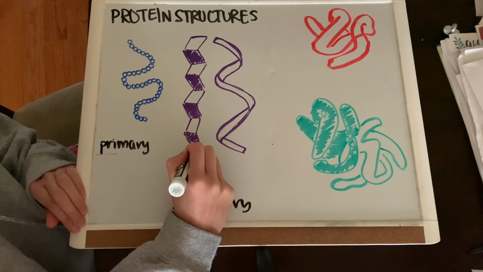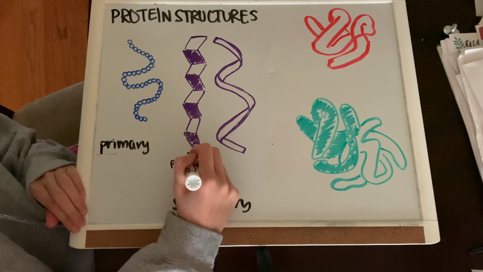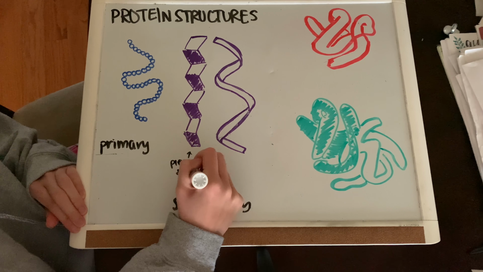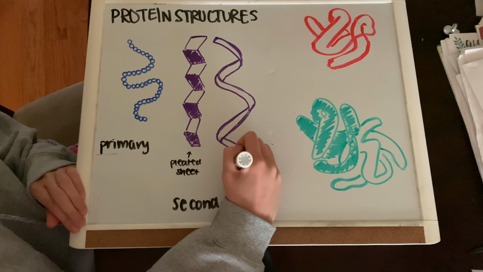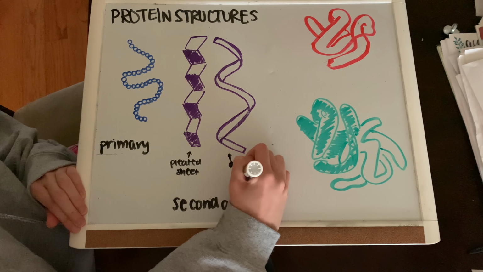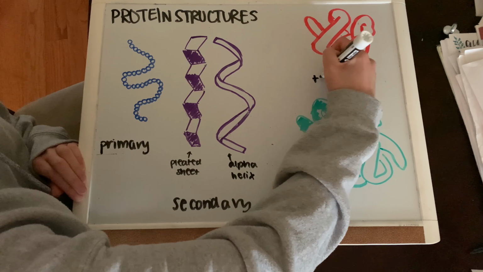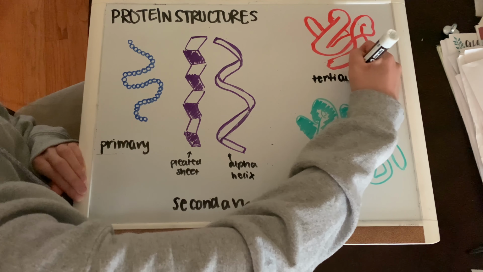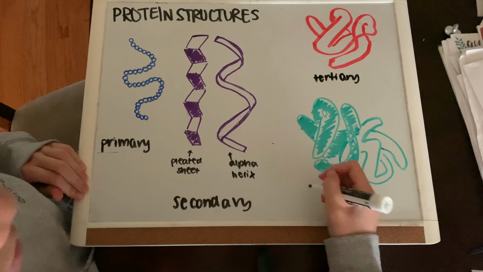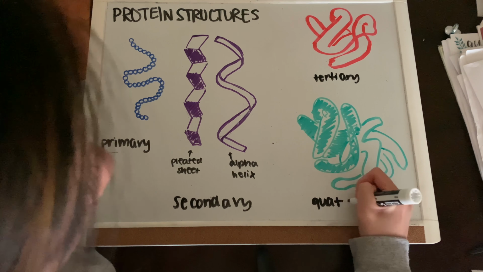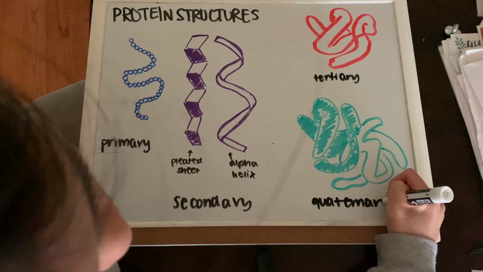The secondary structure utilizes hydrogen bonding, also known as the attraction between polar molecules, to form the backbone of a protein, either in a pleated sheet or an alpha helix. The tertiary structure is the 3-dimensional folding of this chain. And last but not least, the quaternary structure consists of 2 or more amino acid chains.